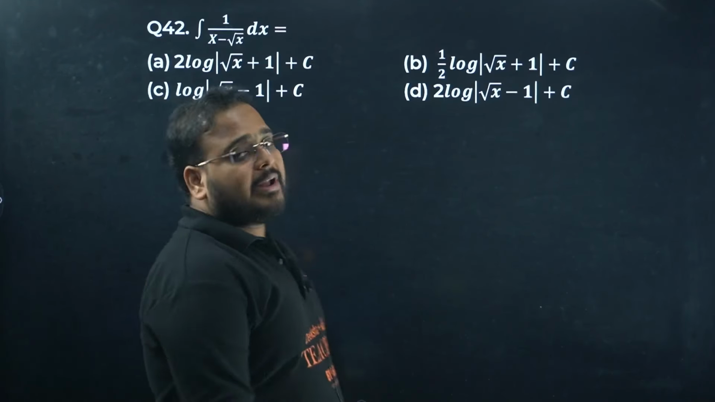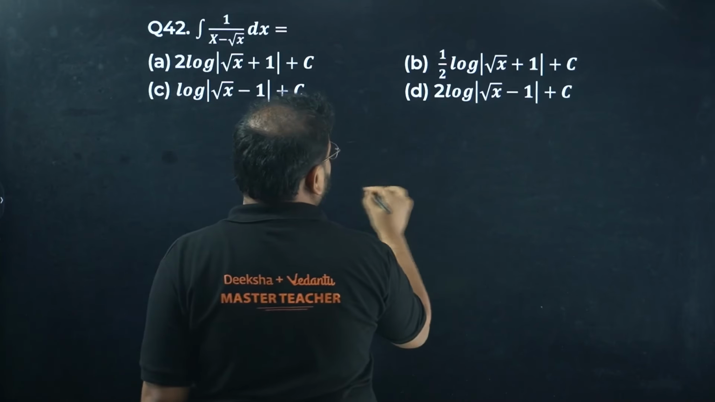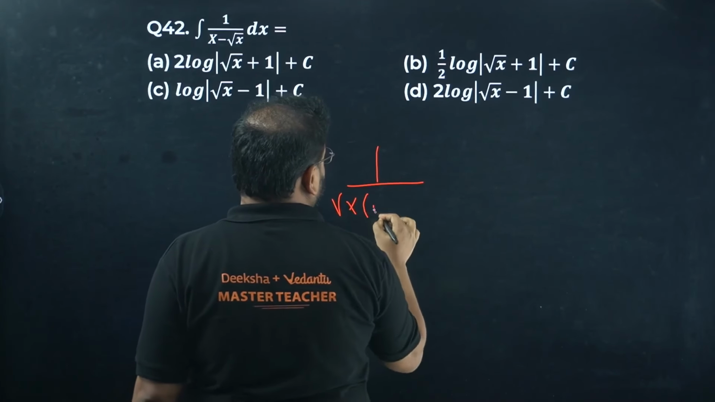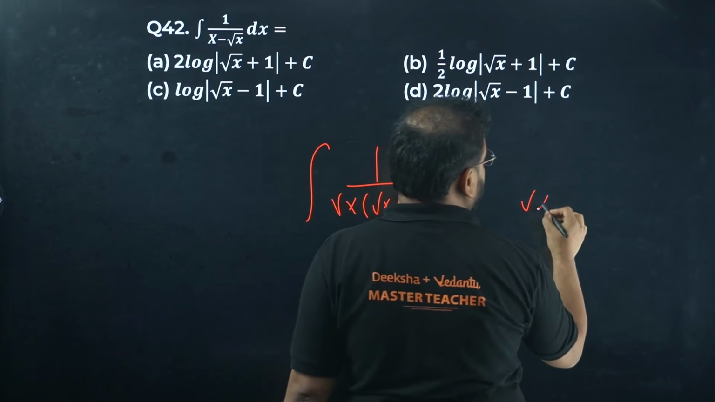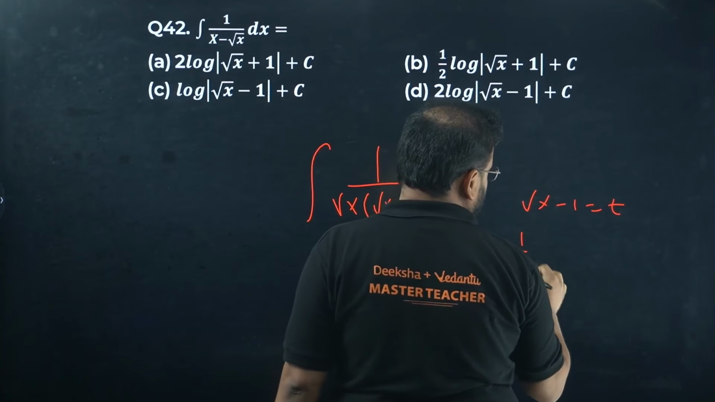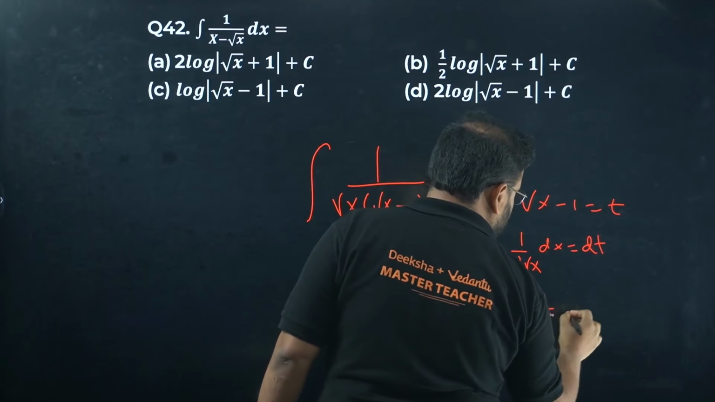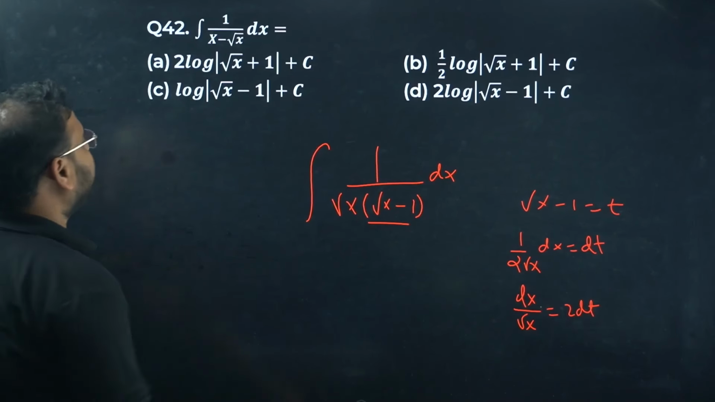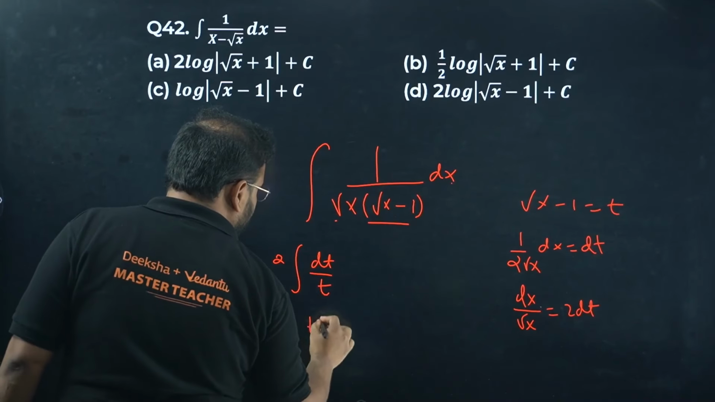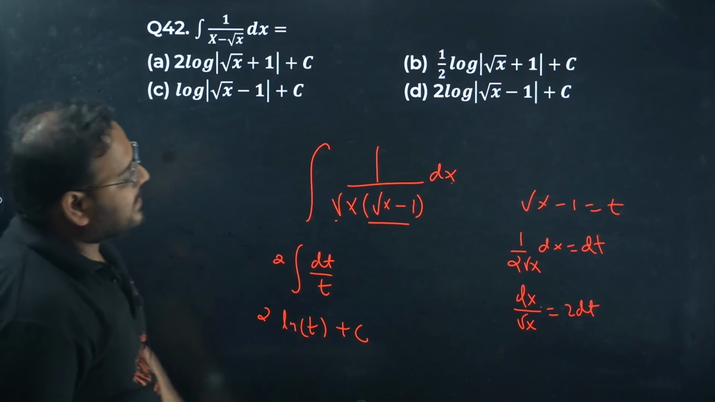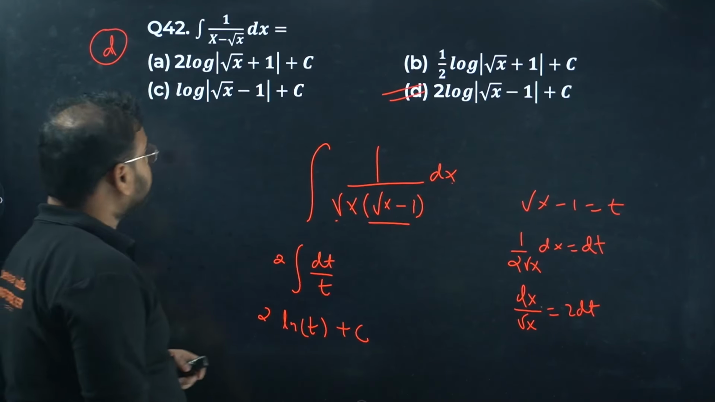42. 1 upon x minus root of x. Take root of x common in the denominator. Again substitution question. As I said, many questions in integration are solved using the substitution technique. Root of x minus 1 dx. Take this value as t. Differentiate now. This 2 will go over there. So dx upon root of x is 2 dt. It means this thing will become 2 dt. So right here 2 outside, dt over here, and this is t. It means 2 ln t plus c. 2 times log of root x minus 1, which is t, plus c. d. 42 is d.